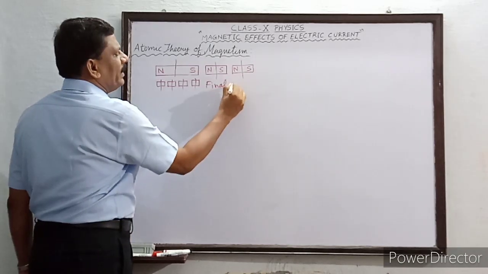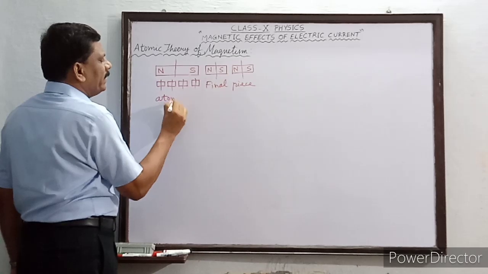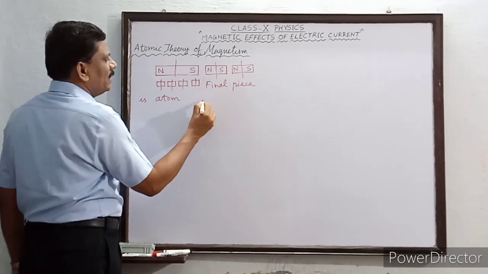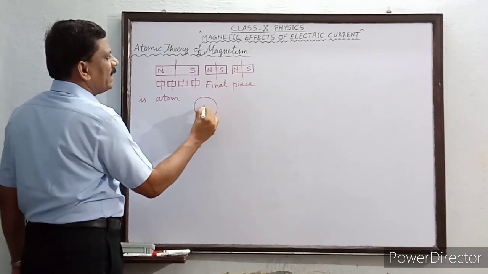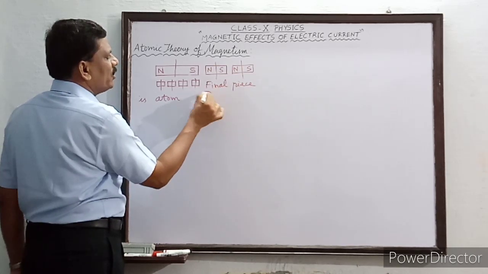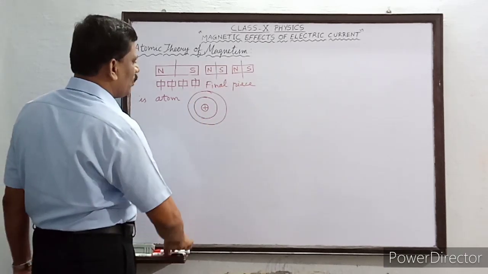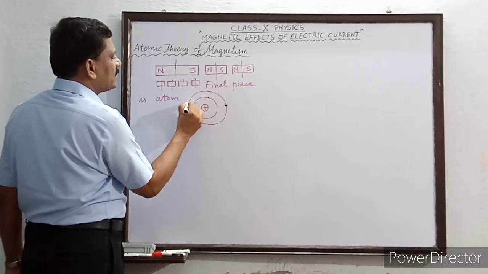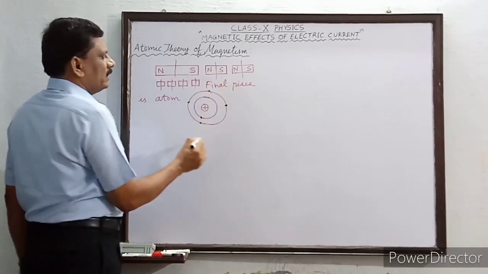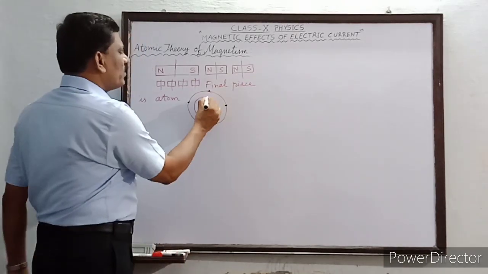The final piece will be a small atom. The final piece is an atom. Okay. So this is an atom, and this atom is having a positively charged nucleus and negatively charged electrons which are revolving around the nucleus. Okay. So these are all the electrons. Like that, in different orbits, electrons will be revolving around the nucleus.